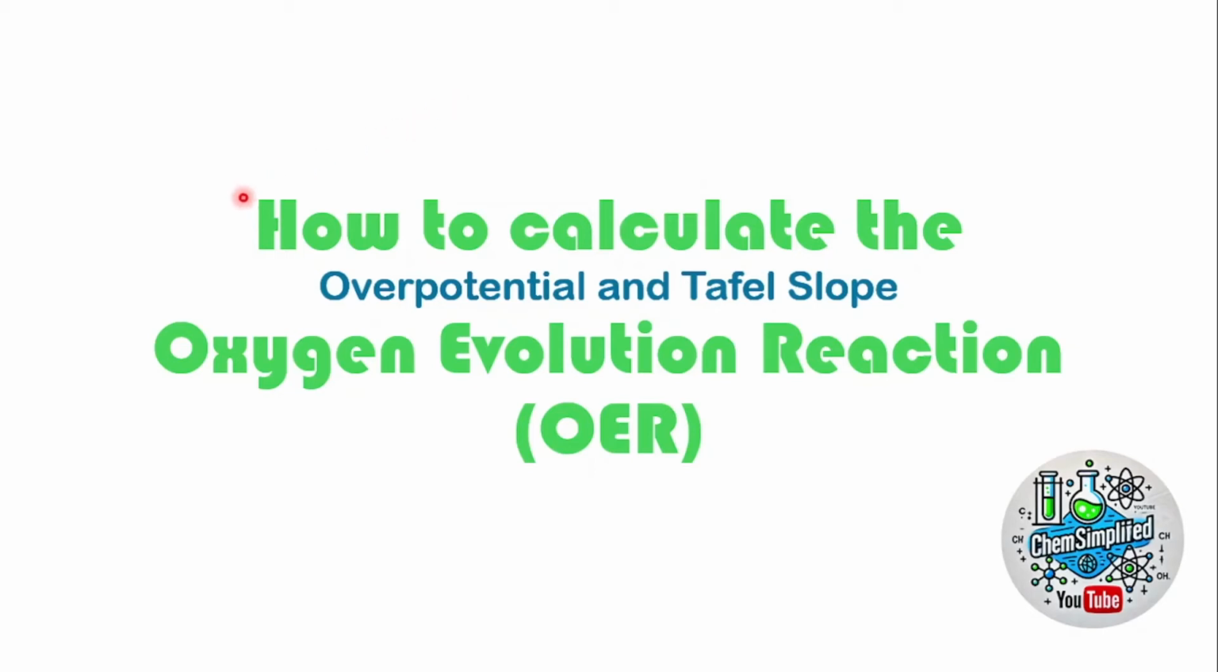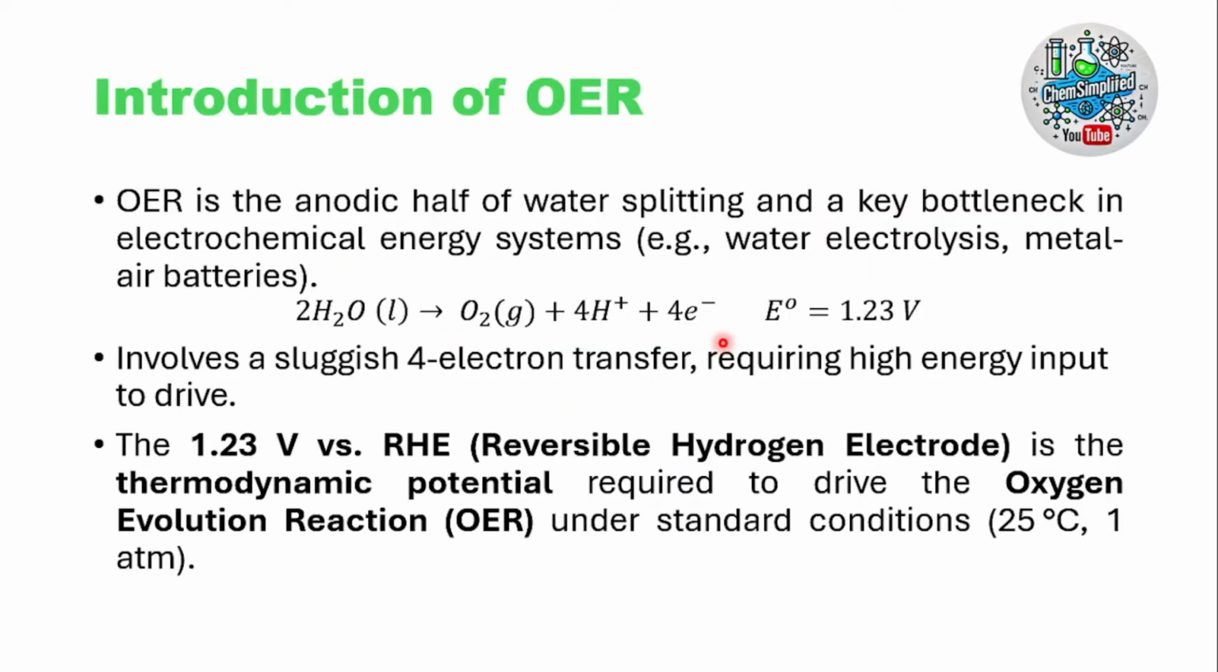Today we will discuss how to calculate the overpotential and Tafel slope of oxygen evolution reaction. First of all, we will discuss some important points regarding the oxygen evolution reaction. It is the anodic half reaction during water electrolysis and in metal-air batteries, and it is a very sluggish reaction because it involves 4 electron transfer and normally very high energy is required to drive this reaction.